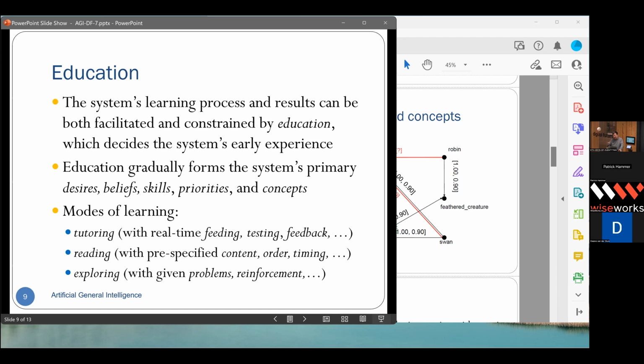And you can control that in several different ways. You can use something which we call tutoring. It's kind of like you're sitting in front of the console of the system, typing or even talking with it, giving it information, testing its understanding or the construction of its internal memory, and providing feedback for its behavior, some kind of reward and punishment.